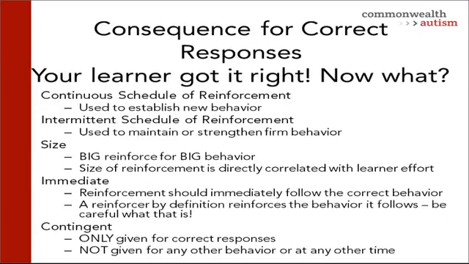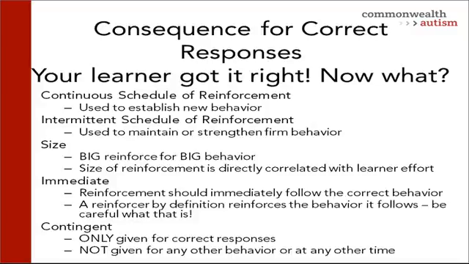For correct responses, our learner gets a correct answer or responds correctly, there are a couple things we need to do. We're going to either utilize a continuous schedule of reinforcement, which is used to establish new behavior, or an intermittent schedule of reinforcement, which is used to maintain or strengthen behavior, and we also need to think about the size. So big reinforcers for big behaviors. Things our student has to work really hard to do, we want to make sure that it's worth it to them. The size of the reinforcement is directly correlated with the learner's effort.